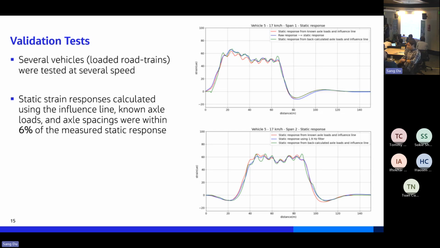And here we're able to say that if you apply this approach and the bridge is simple enough, you should expect something between 6 and 10% in the resolution of the mass per axle and the axle spacing. In fact, those are your two unknowns. So these are the two static responses, the back-calculated one and the measured one.